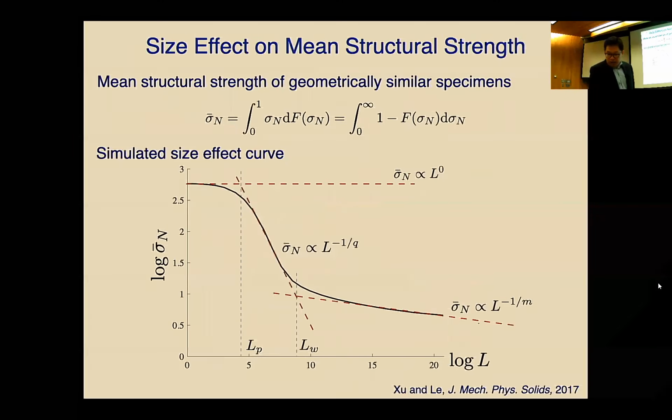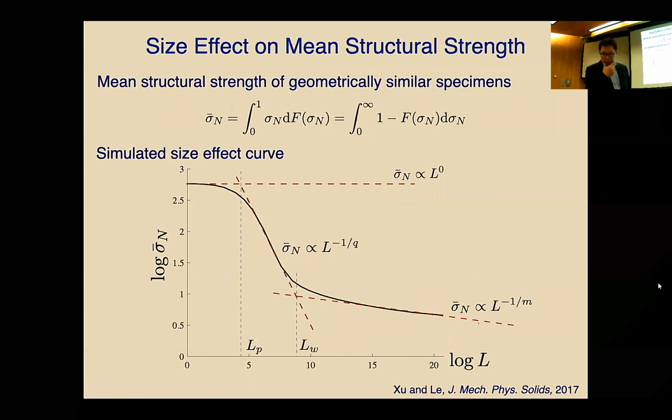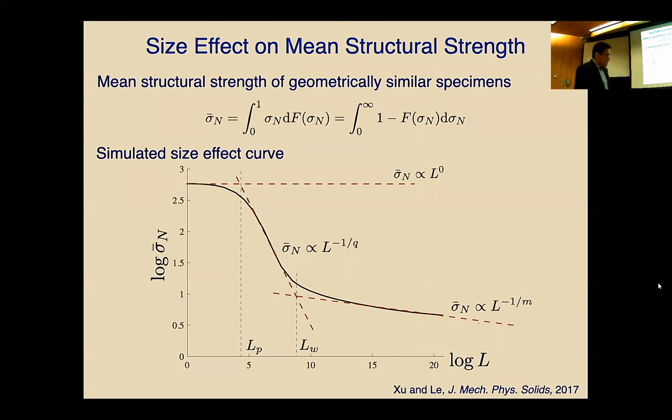Now, if I plot the mean behavior, so I calculate the mean strength from this distribution, we get a mean size effect curve. And this is the mean size effect we will see. I plot it in a double log scale, okay, log of the mean strength sigma_m and the log of the specimen length. This black curve is the calculated result. The good thing about double log is that I can see the power law asymptotes, if any are available.